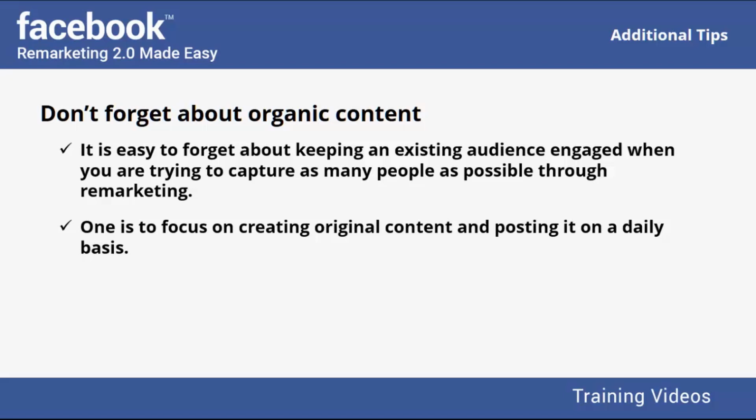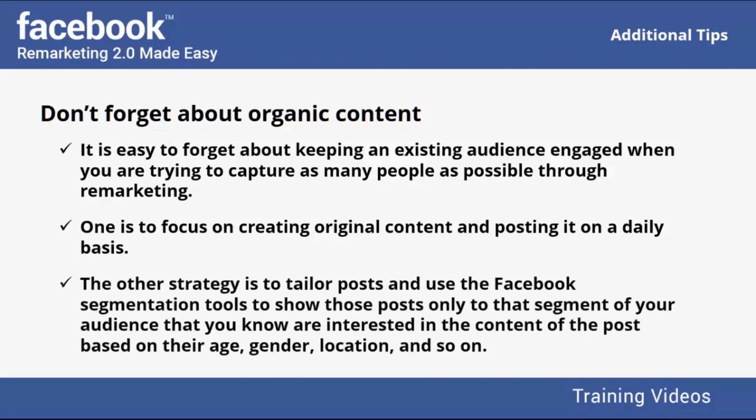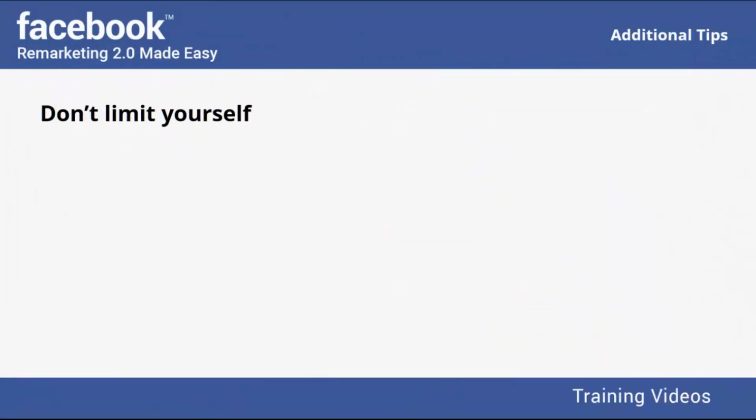One is to focus on creating original content and posting it on a daily basis. It may happen that someone does not visit your site every day, but they're logged into Facebook daily, and there is where you want to reach them. Publish the content on your site and link it through your Facebook posts. That way, you may tempt visitors to buy something. The other strategy is to tailor posts and use the Facebook segmentation tools to show those posts only to that segment of your audience that you know are interested in the content of the post based on their age, gender, location, and so on.